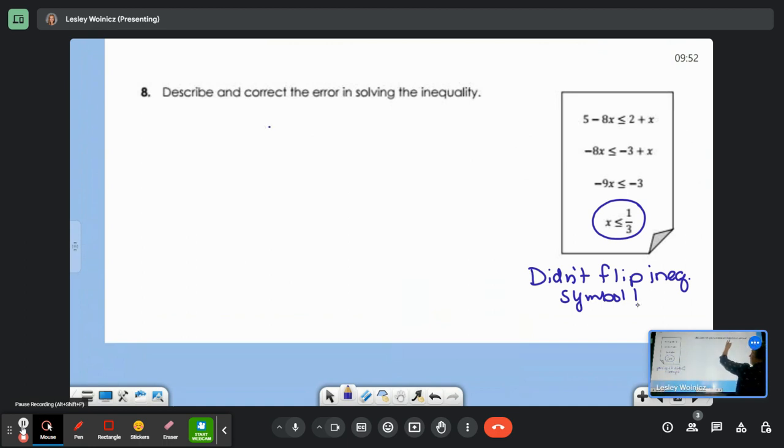So we've got 5 minus 8x is less than or equal to 2 plus x. Okay, we're simplifying. We've got -9x is less than or equal to -3 after we do our inverse operations. And then we are dividing both sides by -9. Dividing by a negative number or multiplying by a negative number changes which side is the big side. So it changes the directional relationship for our inequality. So we have to flip that symbol.